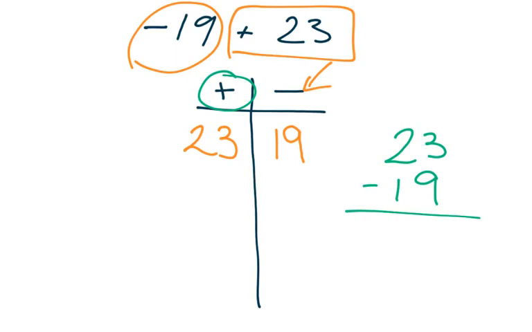So 23 minus 19 is 4. My answer is 4, and it is positive because the positive team won.